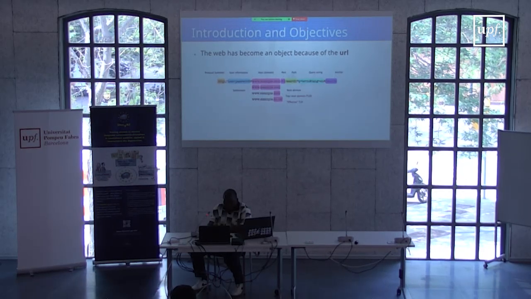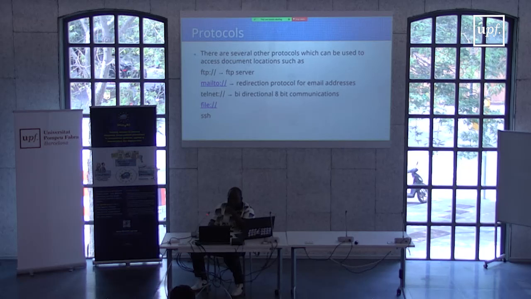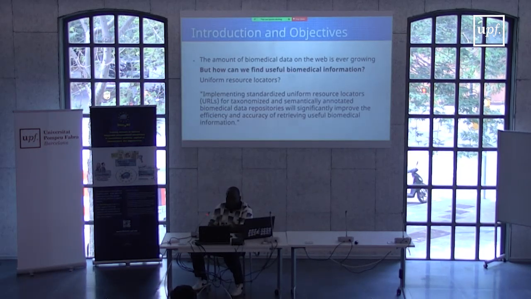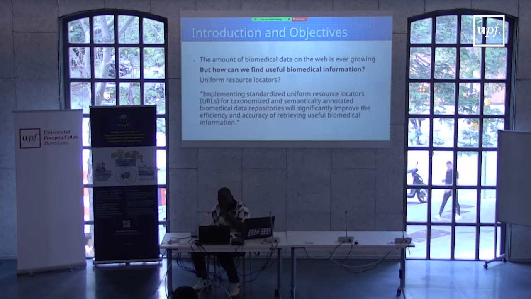So just within the structure of this URL, we can already implement data governance, as I explained in the earlier strategy. We have several other protocols which you could use. It's not just HTTP. And this brought me down, as I was thinking, I realized that the amount of biomedical data on the web that is shared using URLs is only growing. But the question is, how can we find the most useful biomedical information? Can we use uniform resource locators, that is the URLs?